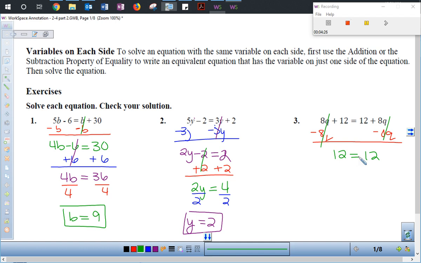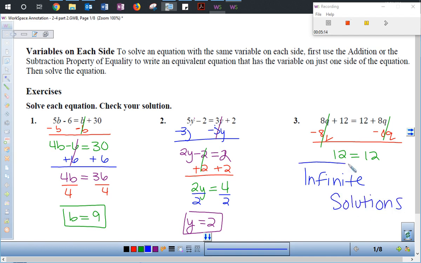Now, to figure out which one it is, you just have to look at what you're left with. So 12 equals 12. Is that a true statement? Does 12 really equal 12? It absolutely does. Since this is a true statement, that means we have infinite solutions. And yes, you do need to spell it out, I-N-F-I-N-I-T-E, solutions.